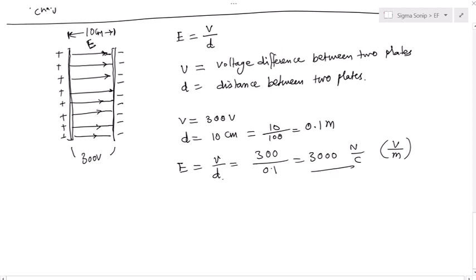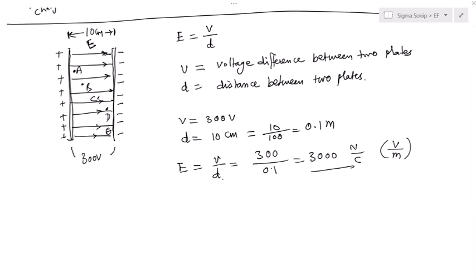Now the electric field between parallel plates is a uniform electric field. Uniform means the electric field is the same everywhere, like at point A, point B, point C, point D, point E. At all these points, the electric field intensity is equal to 3000 Newton per Coulomb. It's a uniform electric field. Everywhere between the plates, the electric field is the same.